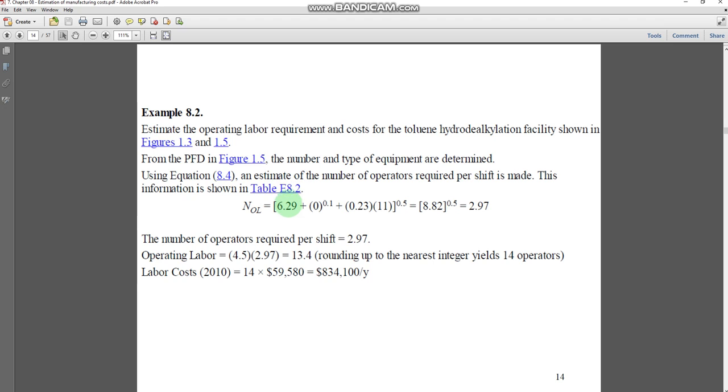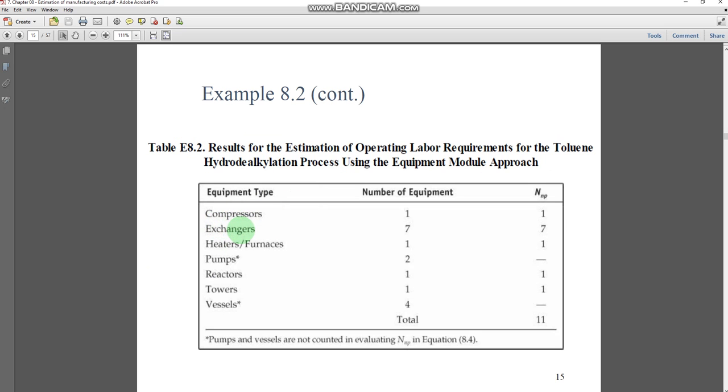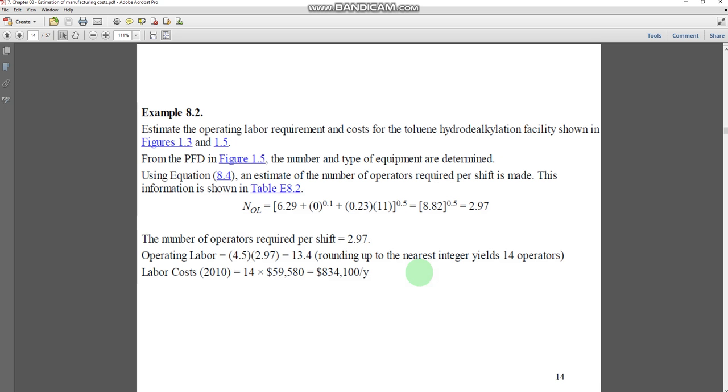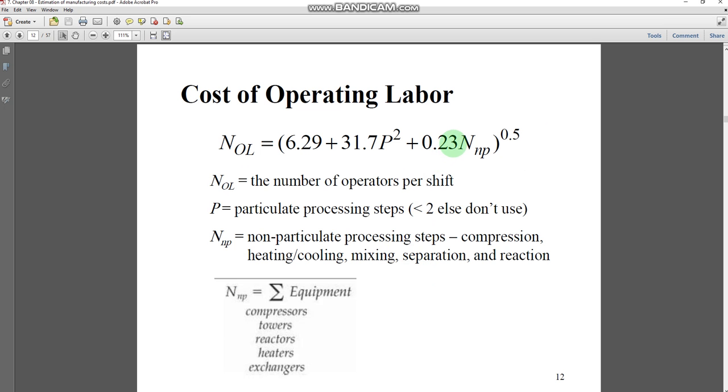So what you can do here, you can go to the textbook and see figure 1.5, and there you should count how many compressors, heat exchangers, heaters, furnaces, pumps, reactors, towers, and vessels there are. You count their number from the process flow diagram, and then you have to see which particular equipment you have to count for the analysis. If you look at this equation, N_NP represents the non-particulate processing steps, in which you have to see how many compressors, towers, reactors, heaters, and exchangers are required.